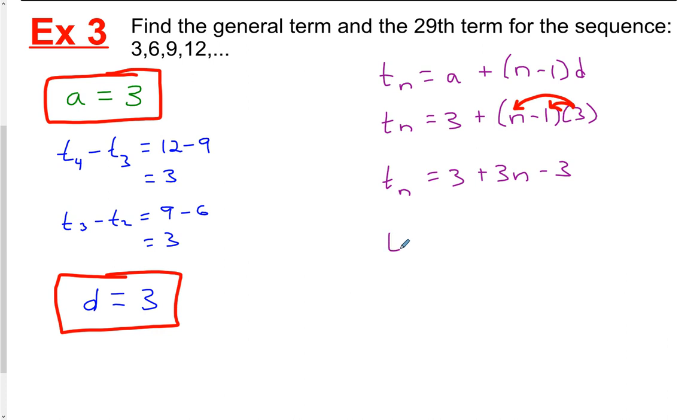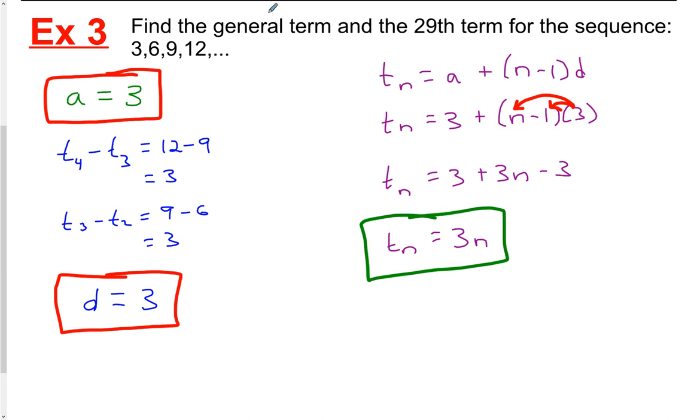Now let's simplify by collecting our like terms. We've got 2 regular numbers, plus 3 and minus 3. So let's collect those together. They work out to be 0, and we're just left with 3n. So that's going to be our general term.